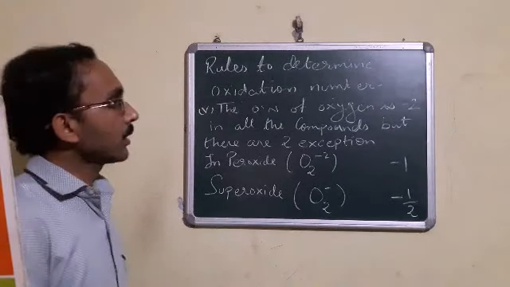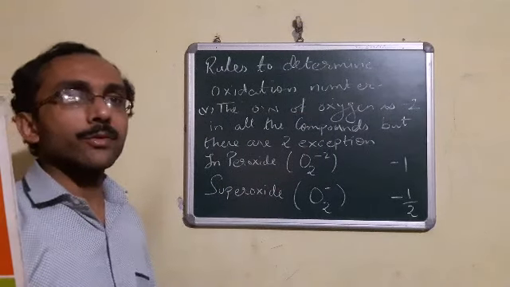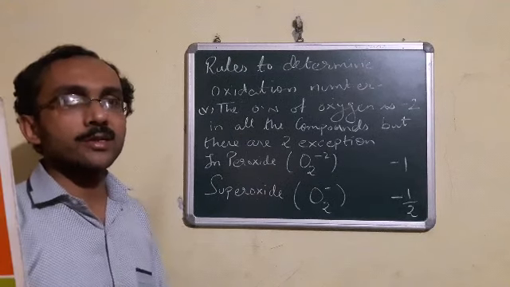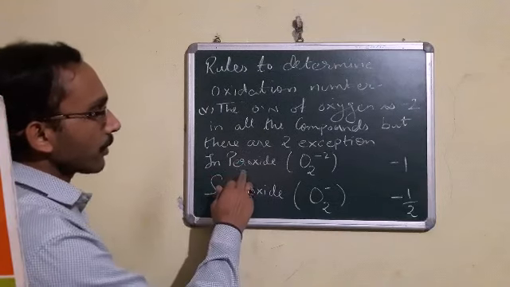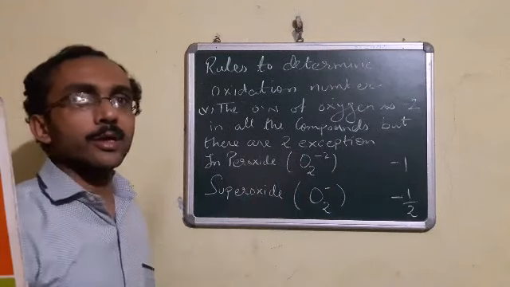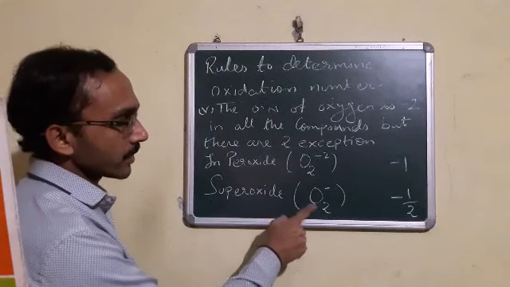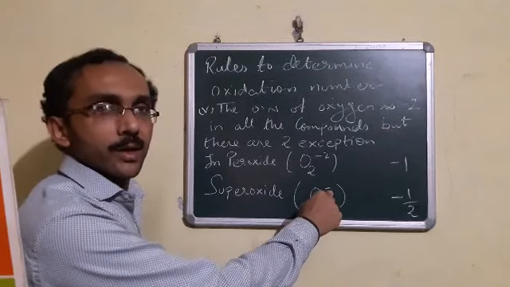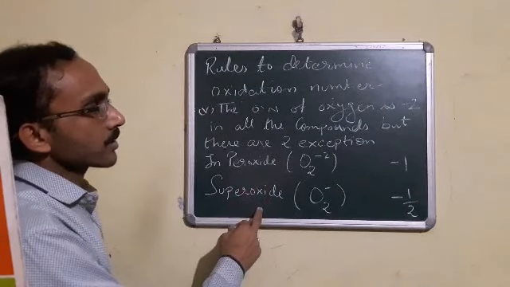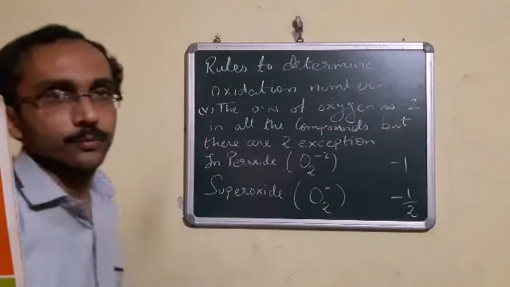Now see the fifth rule. The oxidation number of oxygen in all compounds is -2. But there are a few exceptions. In the case of peroxide and superoxide, the oxidation number of oxygen is a little bit different. The symbol of peroxide is O2 with a 2- charge. Here we calculate the oxidation number of oxygen as -1. And for superoxide, the symbol is O2 with a 1- charge. Here the oxidation number of oxygen is -1/2. That means these two are exceptions in the case of oxygen, whereas in the rest of the compounds the oxidation number of oxygen is -2.